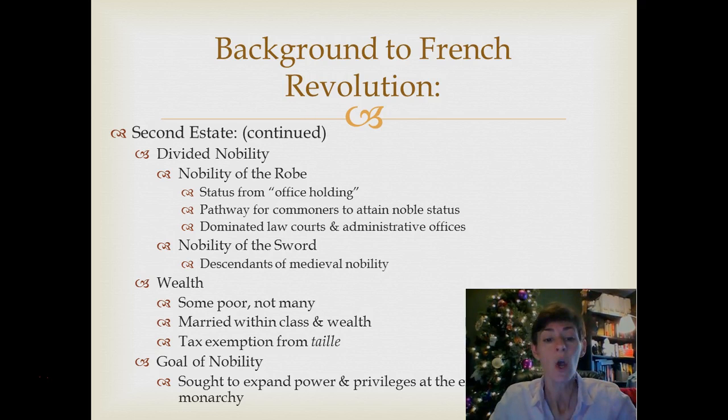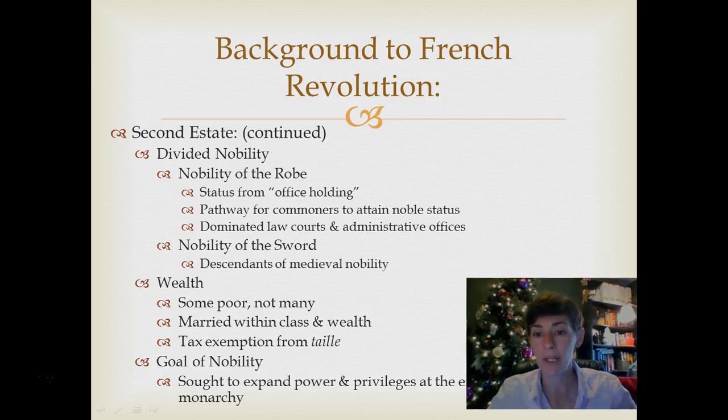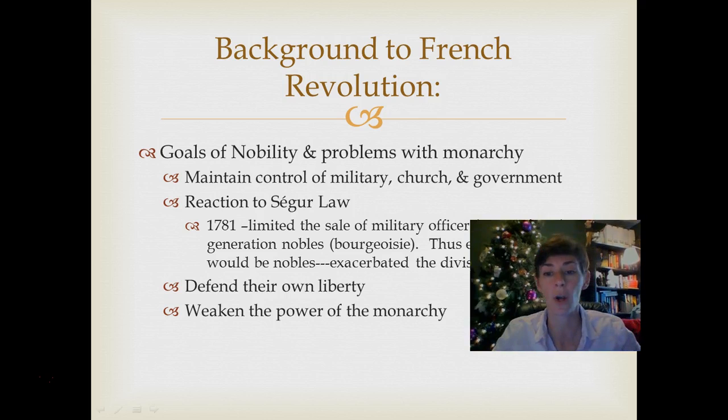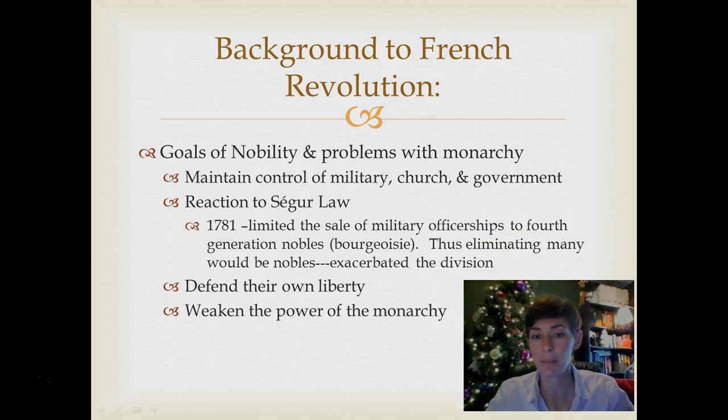The goal of nobility was they sought to expand power and privilege at the expense of the monarchy. So their goal was to really stick it to the monarchy and get as much power and privileges from them as they possibly could.